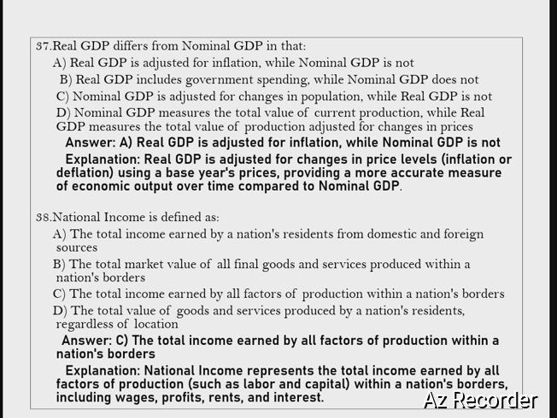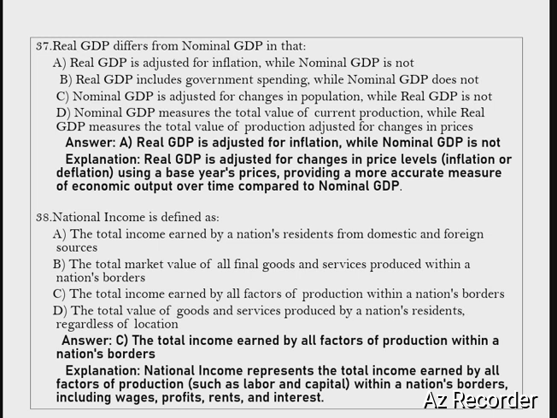Next question is, national income is defined as option A, the total income earned by a nation's residents from domestic and foreign sources. Option B, the total market value of all final goods and services produced within a nation's border. Option C, the total income earned by all factors of production within a nation's borders. Option D, the total value of goods and services produced by a nation's residents regardless of location.